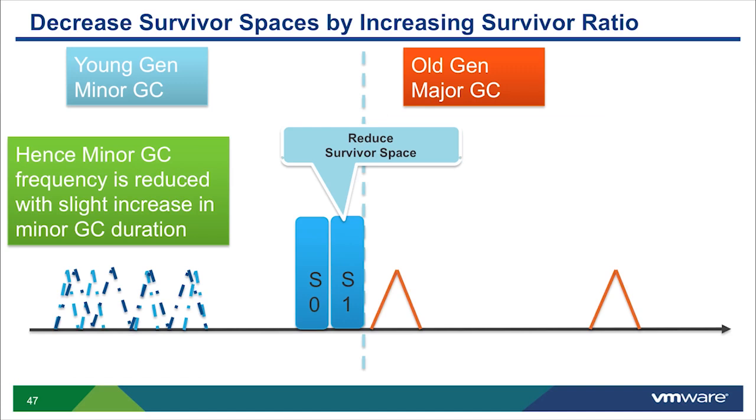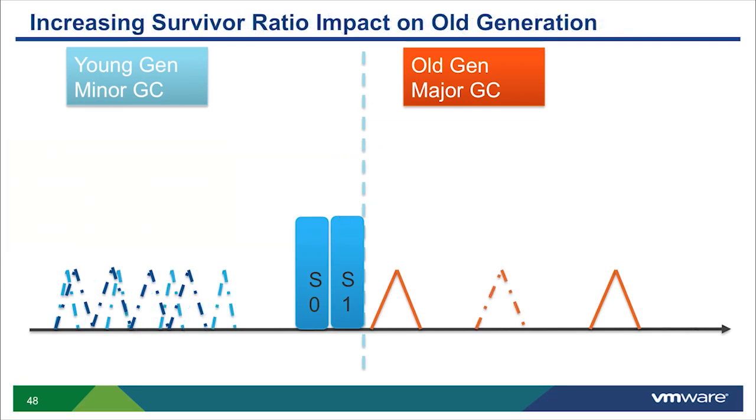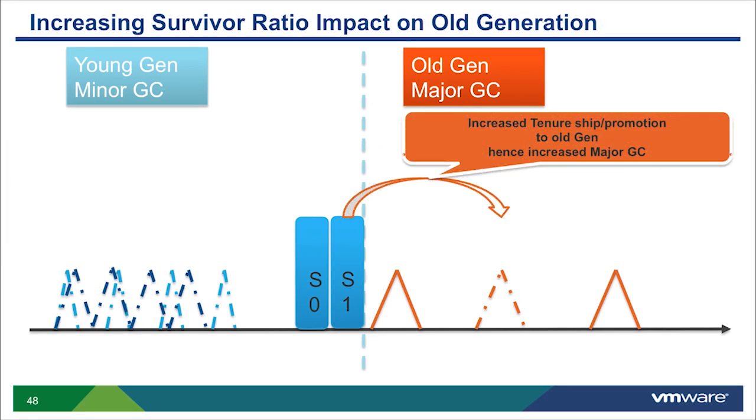But again, as I said, we are after this gap. Look at this big gap that we've created here. So if you adjust survivor space down, what is the cost of that on the old generation? It causes increased tenuring, right? Because now objects cannot live in here long enough. They have to get migrated over to old generation.